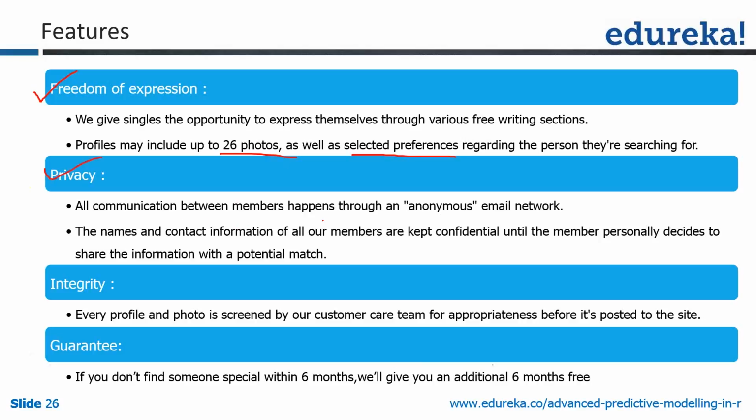Then privacy issues. All communications between members happen through an anonymous email network, so no one can hack that. That is our assumption, right? It's secure, but again, hackers are becoming even more thick-skinned, and they're also trying to hack most of the sophisticated systems. The names and contact information of all the members of Match.com are kept confidential until the member personally decides to share the information with a potential match.